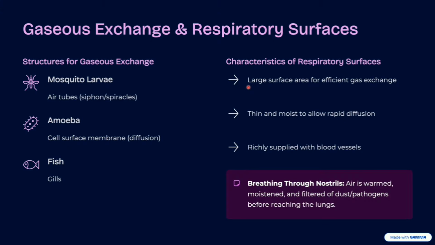Then another point, they are highly vascularized, or you can say richly supplied with blood vessels, of course, to create a steep concentration gradient for faster diffusion of respiratory gases. Then, they are numerous. If you look at the alveoli, they are numerous. Even the gill filaments are numerous, of course, to increase surface area for gaseous exchange.